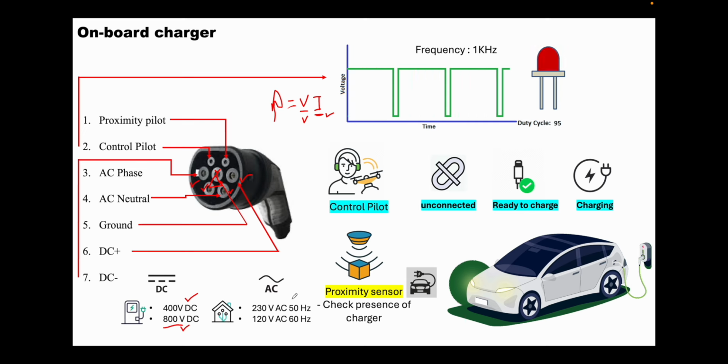And in case of AC, you will have 2 types of power supply. This one is used in India, and it is a 230 volt and 50 hertz supply. And this is basically used in the US: 120 volt AC with a 60 hertz power supply. So these are the power sources that are available for charging an electric vehicle.